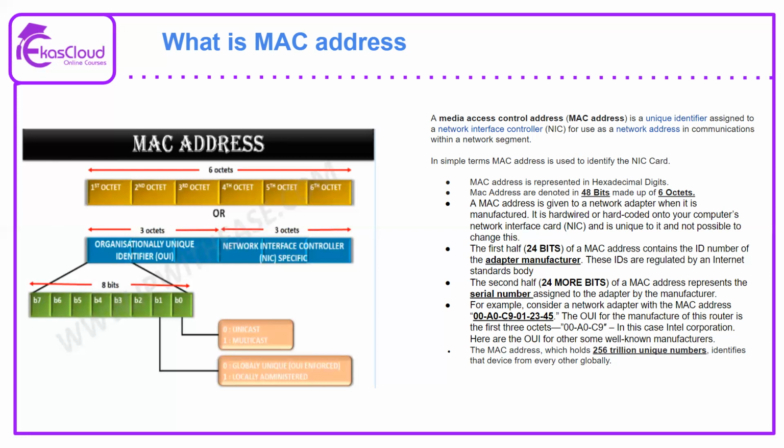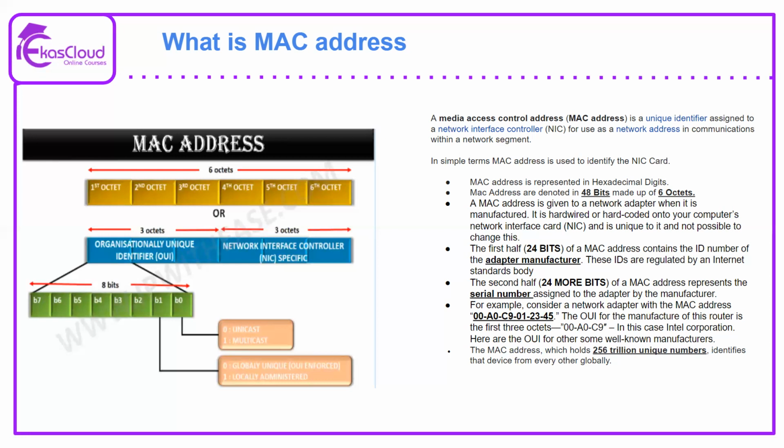So for example, consider a network adapter with the MAC address 00-A0-C9-01-23-45. This is denoted in 48 bits, made up of 12 digits multiplied by 4, which is the 48 bits. The OUI for the manufacturer of this adapter is the first 3 octets, which are the first 3 parts of the MAC address, which is 00-A0-C9. So in this case, it represents a company called Intel Corporation. There could be other manufacturers with a different OUI.